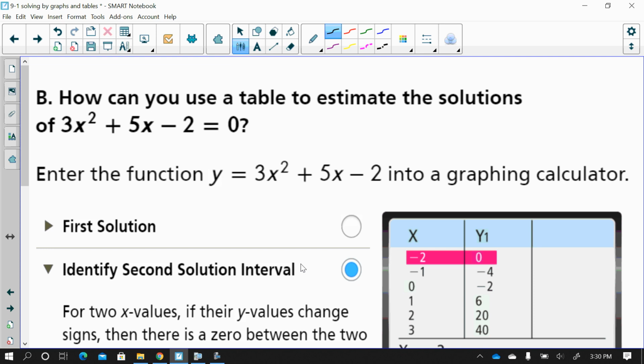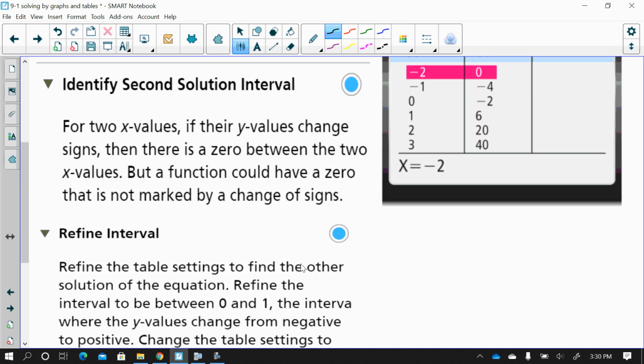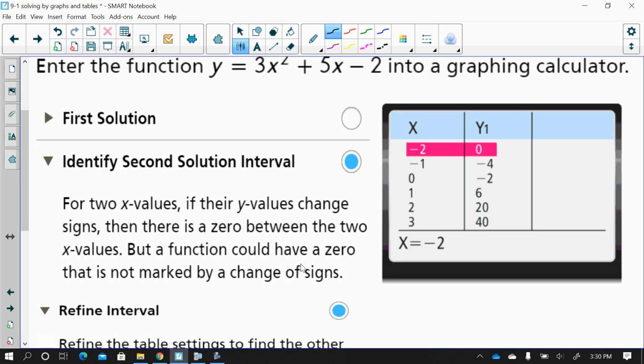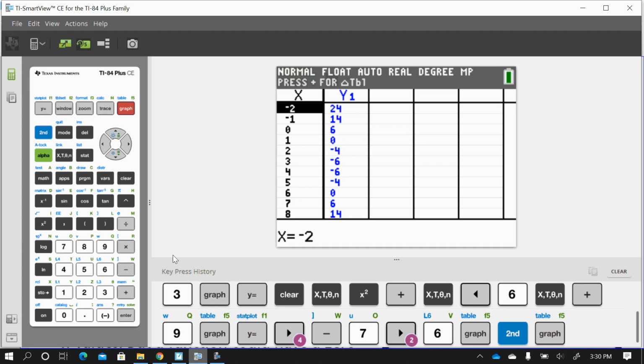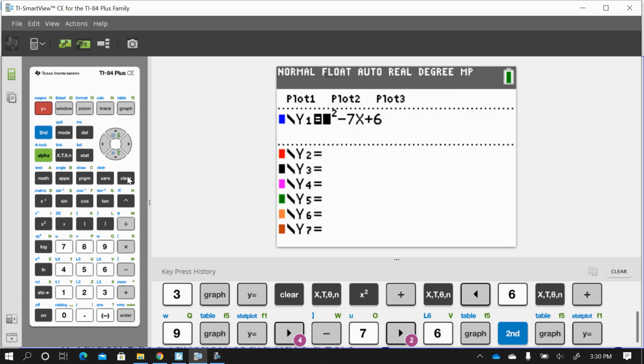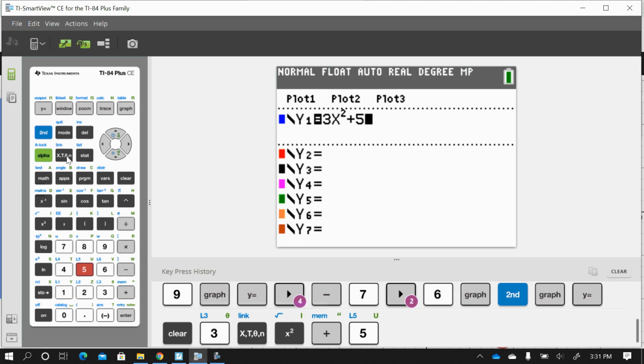Sometimes the table's not going to give us exactly what we want. So they want us to change the table so that we can find a decimal equivalent. I think this is silly. Let me show you something else. Okay, 3x squared plus 5x minus 2. So I'm going to go to y equals again. I'm going to clear this. 3x squared plus 5x minus 2.